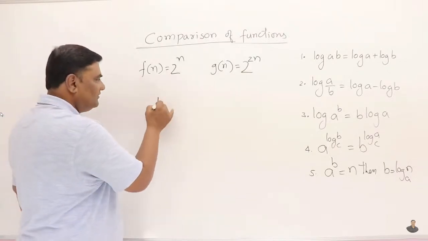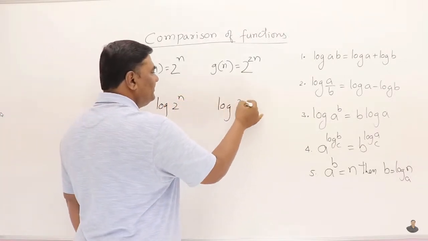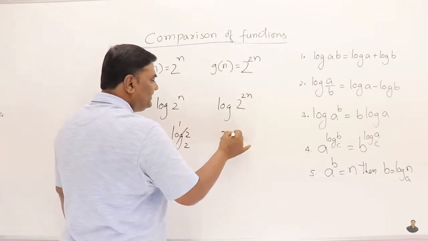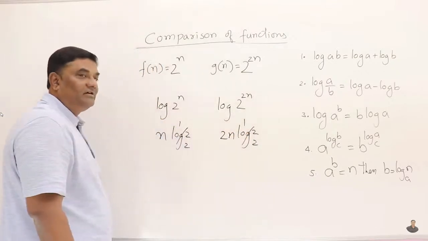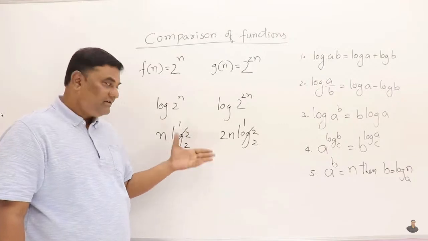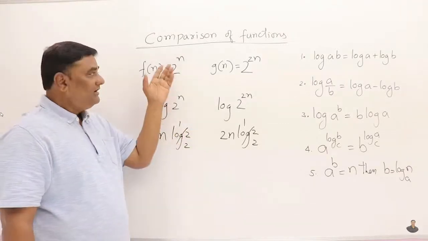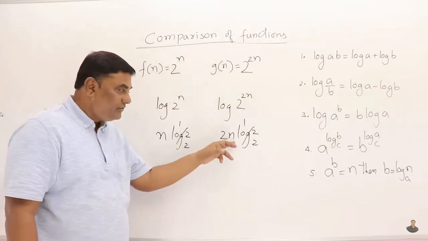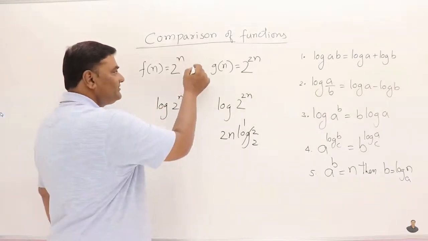Let's apply log. Log 2 power n, log 2 power 2n. So this n comes this side, log 2 base 2, this is 1. And 2n comes this side, log 2 base 2, this is 1. Now which is greater? Now don't say they are equal. We have applied log, then we are comparing them. Now I cannot say ignore that too. Directly in the functions you can do that. Now for comparison purpose you already applied log, so you cannot strike away the coefficient. So this is 2n, that is greater, and this is smaller. So yes, this function is smaller, that function is greater.